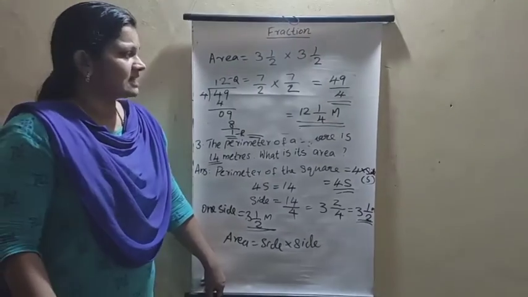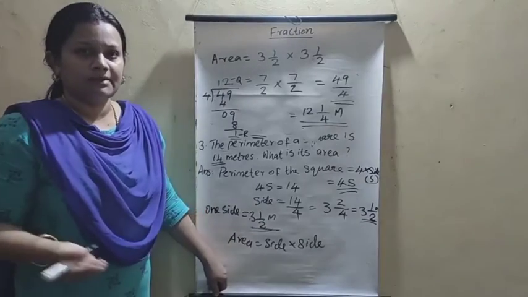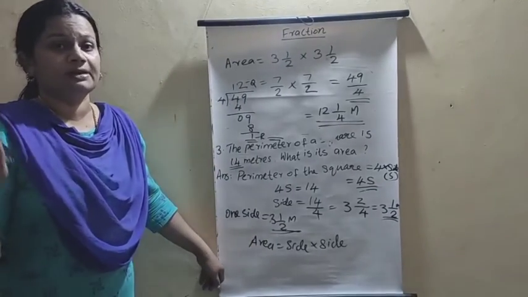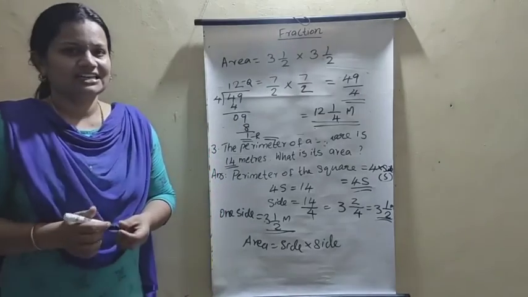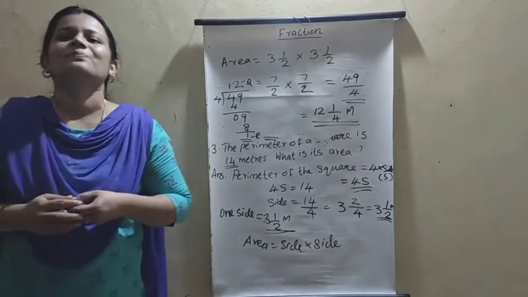So you should study the equations: the perimeter of the square, area of the square, perimeter of the rectangle, area of the rectangle, everything. Okay children, let's wind up the class now.